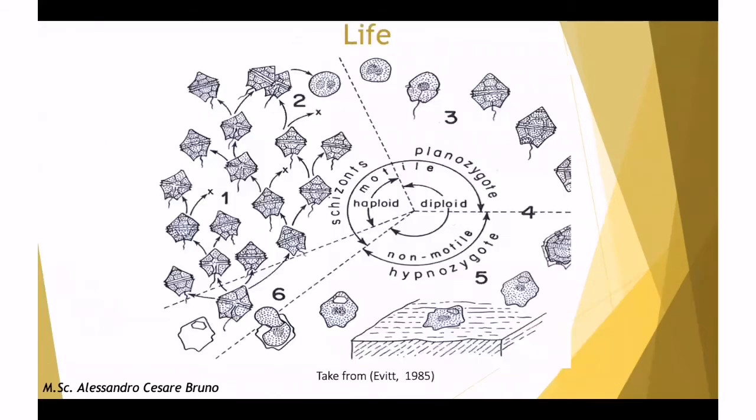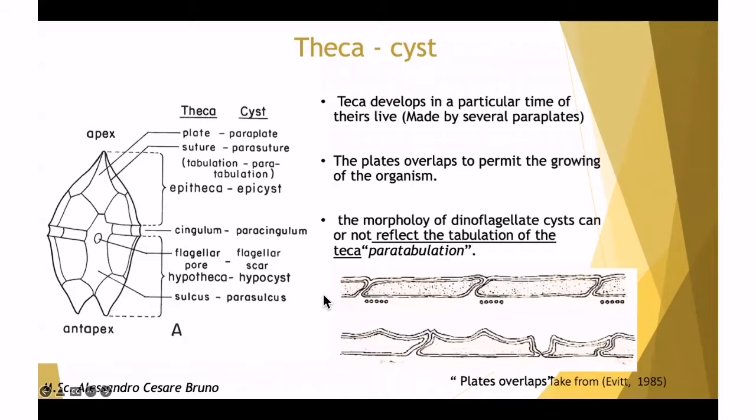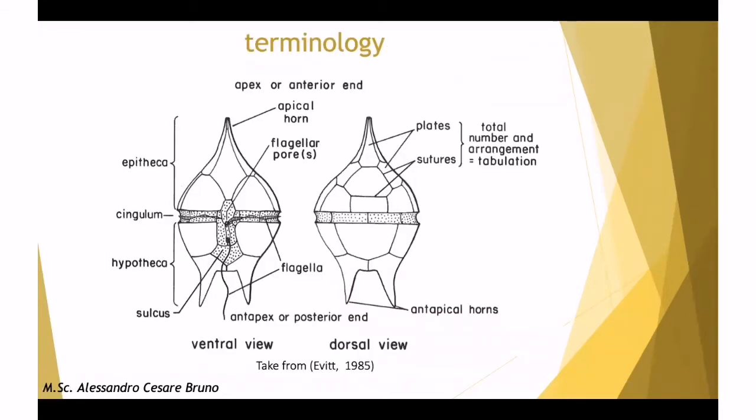And when encystment occurs, so when they create the cyst, the cyst can reflect or not the theca structure. If the cyst reflects the structure of the theca, the different elements that characterize the cyst have the prefix para. So we are talking about paraplate, parasulcus, paracingulum, and so on. But in two slides, we are going to see this concept. Here in this slide, we can see a dinoflagellate cyst and the different terminology used to describe its elements.